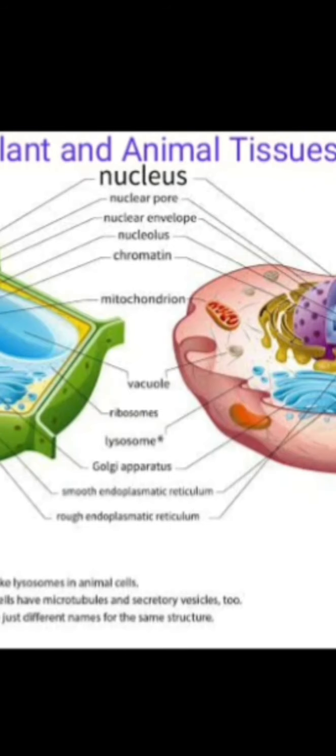A tissue is a group of cells specialized to carry out a particular function and which are similar in their structure. We also know that the cell is the functional and structural unit of life. All living organisms, plants and animals, are made up of tiny microscopic cells.